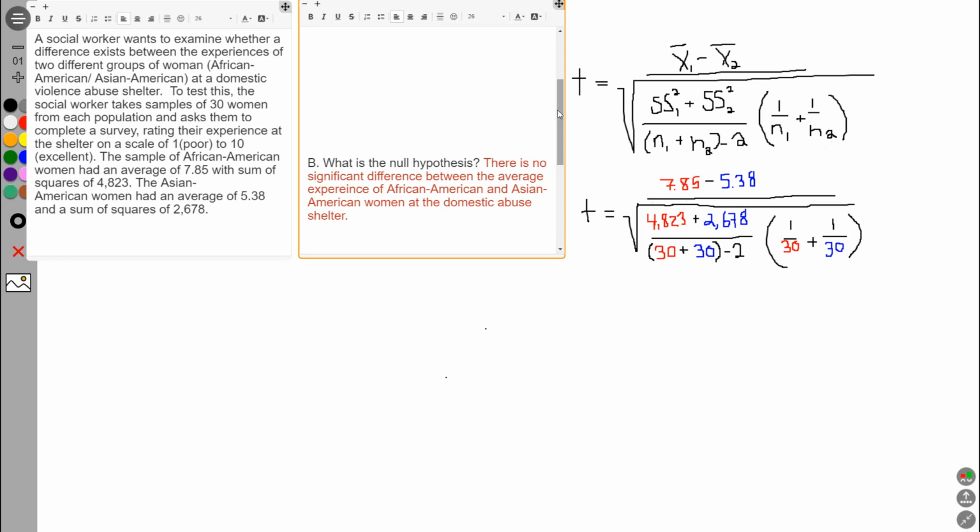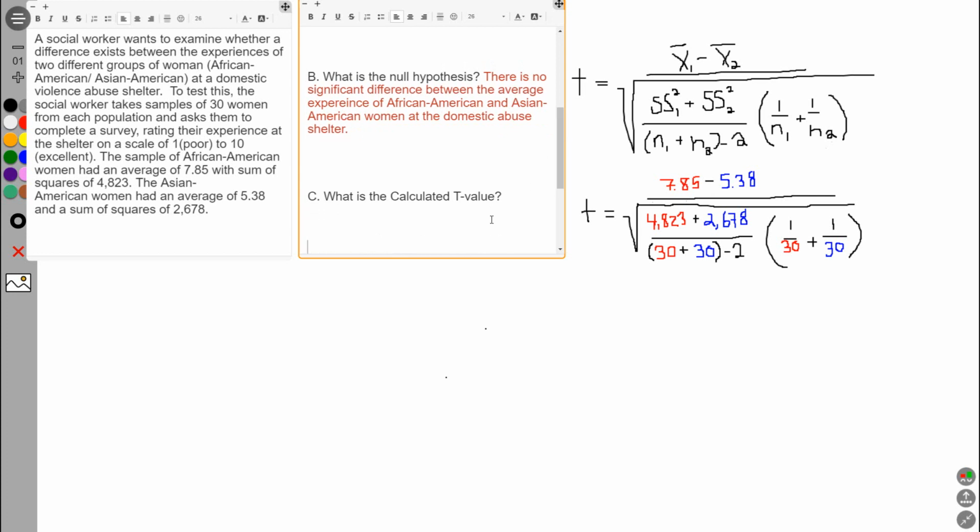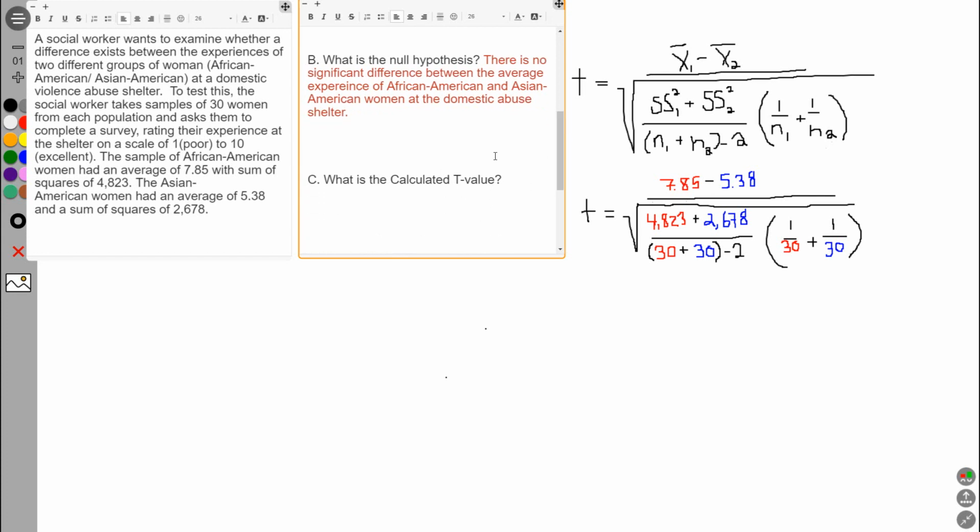Now the next thing to figure out is the calculated t-value. I've set up the generic formula right here. You have the equation right there. And then I went ahead and plugged in all of the numbers from the facts into the specific areas they need to go. For example, I designated the African American sample as the first sample, X bar 1, and the Asian American women as X bar 2.